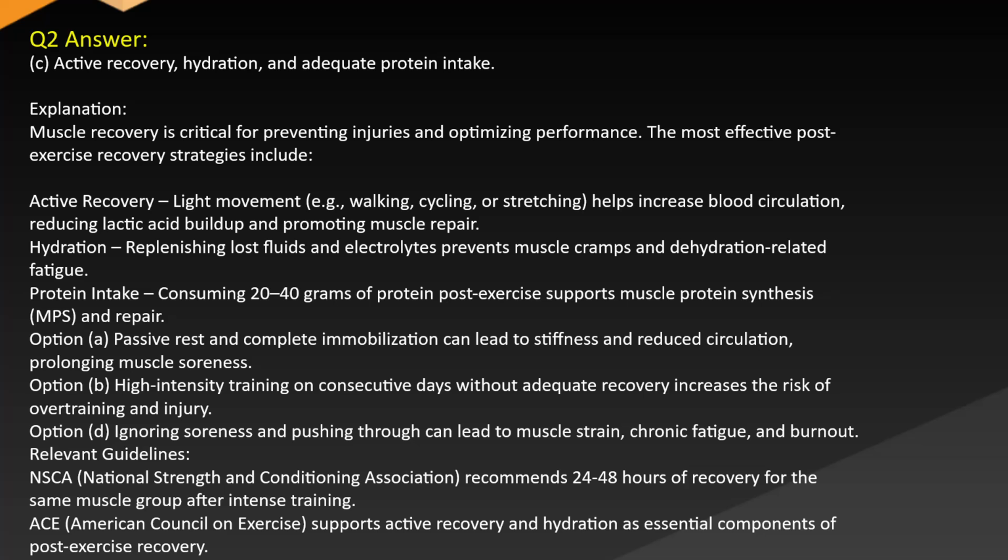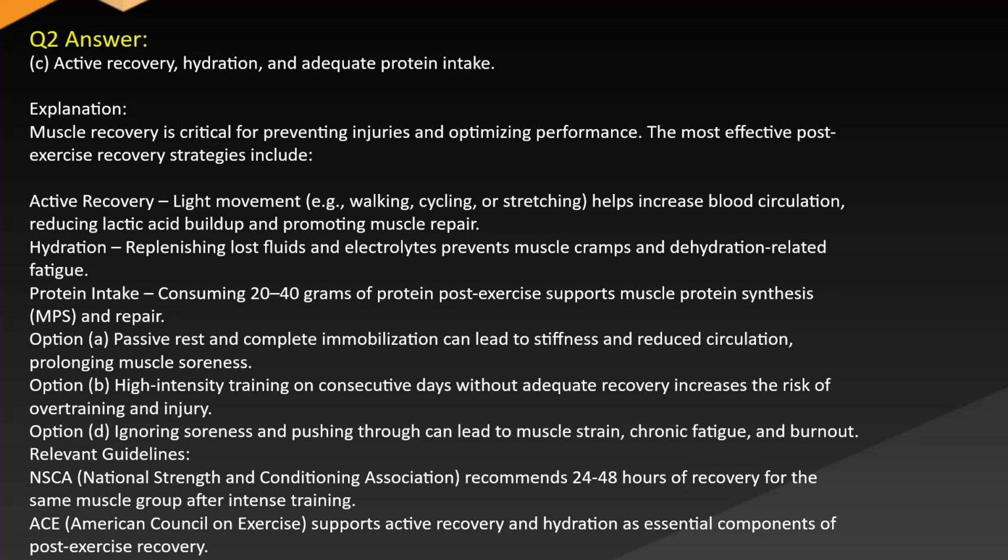Answer: C. Active recovery, hydration, and adequate protein intake. Explanation: muscle recovery is critical for preventing injuries and optimizing performance. The most effective post-exercise recovery strategies include active recovery, light movement, e.g. walking, cycling, or stretching. It helps increase blood circulation, reducing lactic acid buildup and promoting muscle repair. Hydration, replenishing lost fluids and electrolytes, prevents muscle cramps and dehydration-related fatigue. Protein intake: consuming 20 to 40 grams of protein post-exercise supports muscle protein synthesis, MPS, and repair.